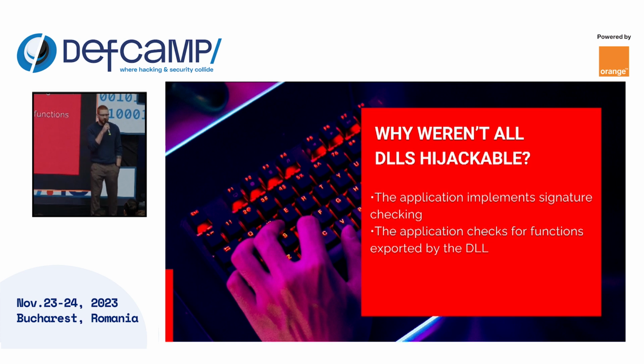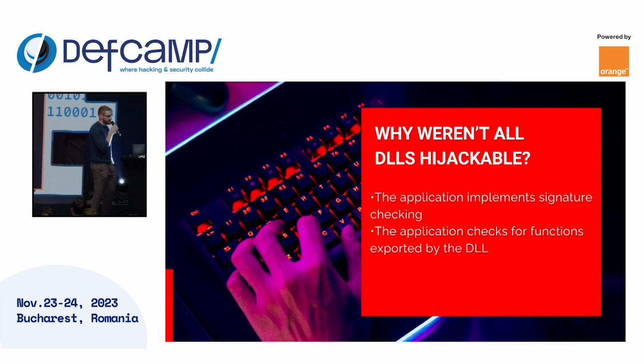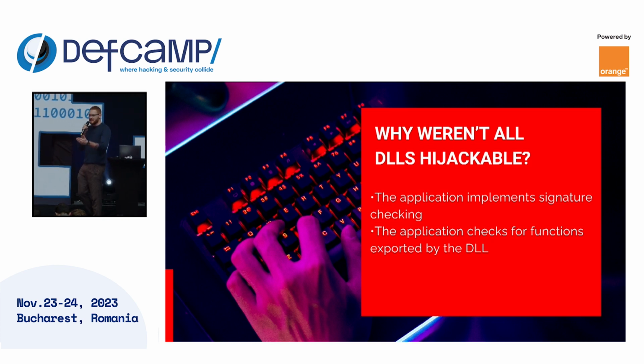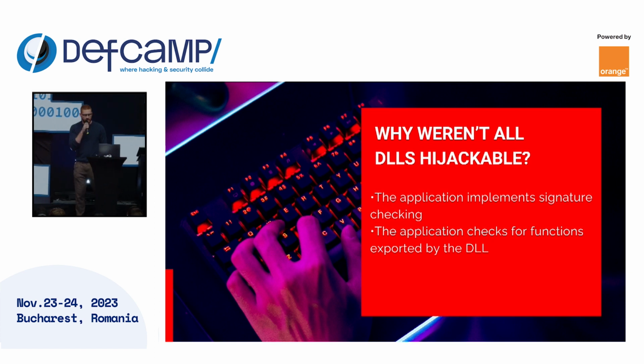Now, the second option is that the application checks for functions exported by that specific DLL. And in this case, we're lucky. You can actually find more details on Security Cafe. I've got a full article on this. But long story short, we find the intended DLL, extract its exports into a definition file, and then we make sure to recompile our malicious DLL using that definition file as well. So this way, we would bypass this check altogether.